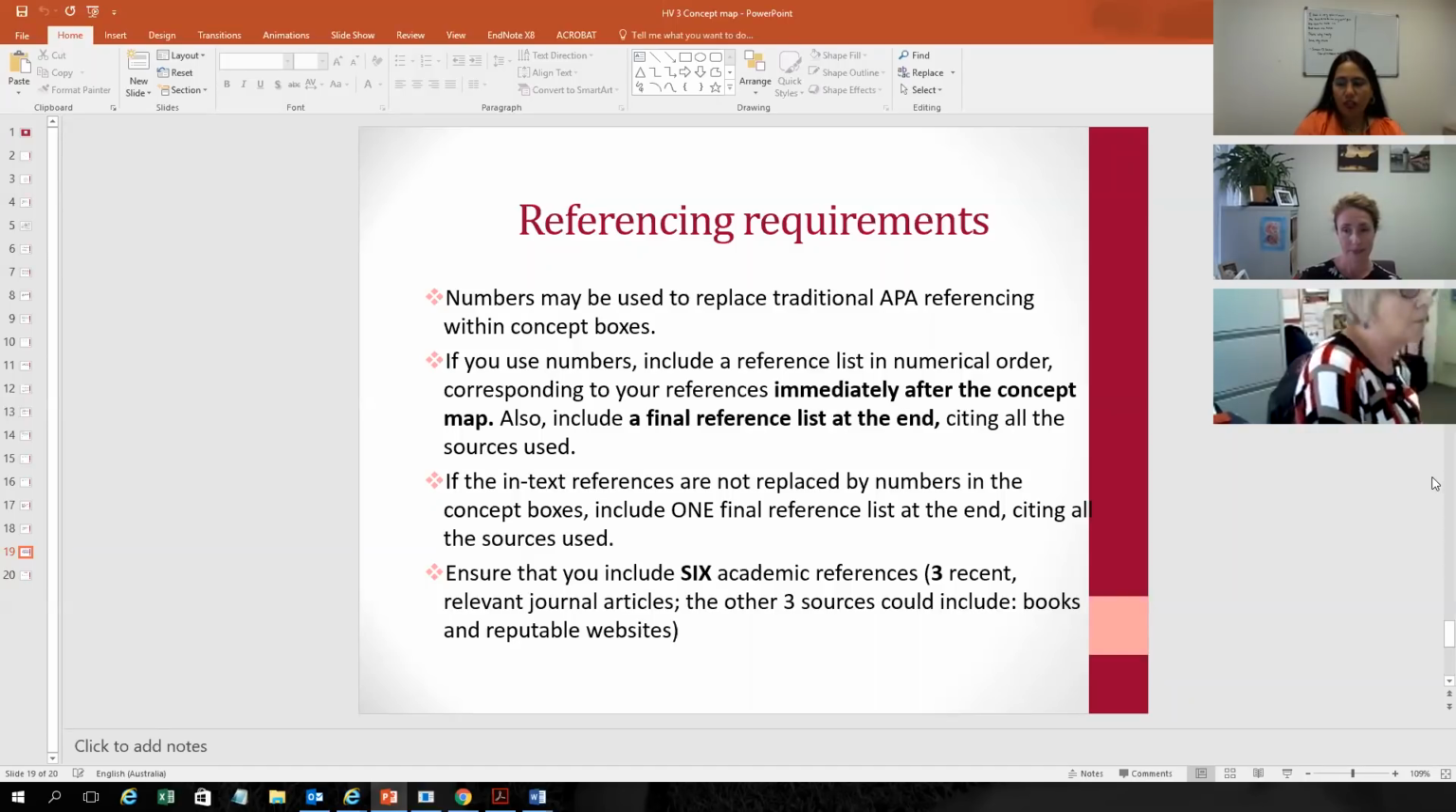Zara, all your sources like journal articles, books and reputable websites are all evidence-based sources. So think about your references like this. You need to have 3 journal articles, and the 3 other sources need to be a mix of books and reputable websites, okay?